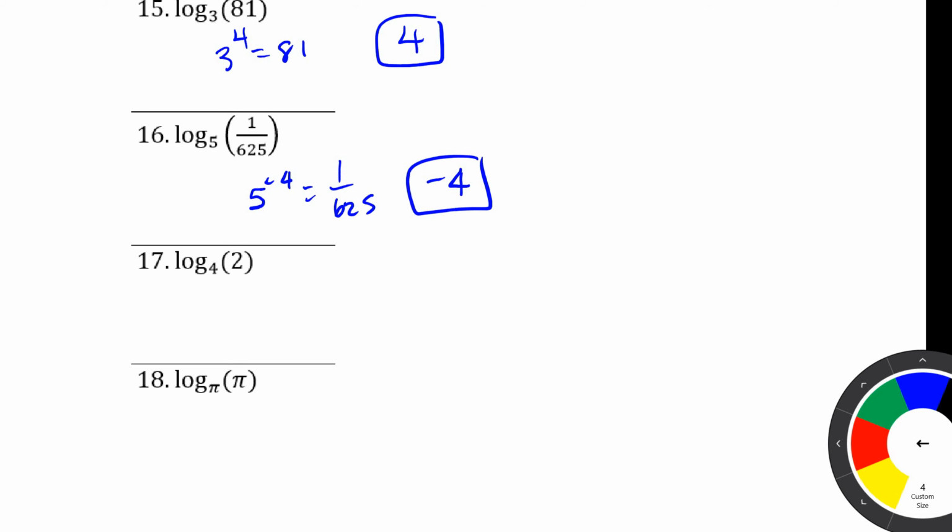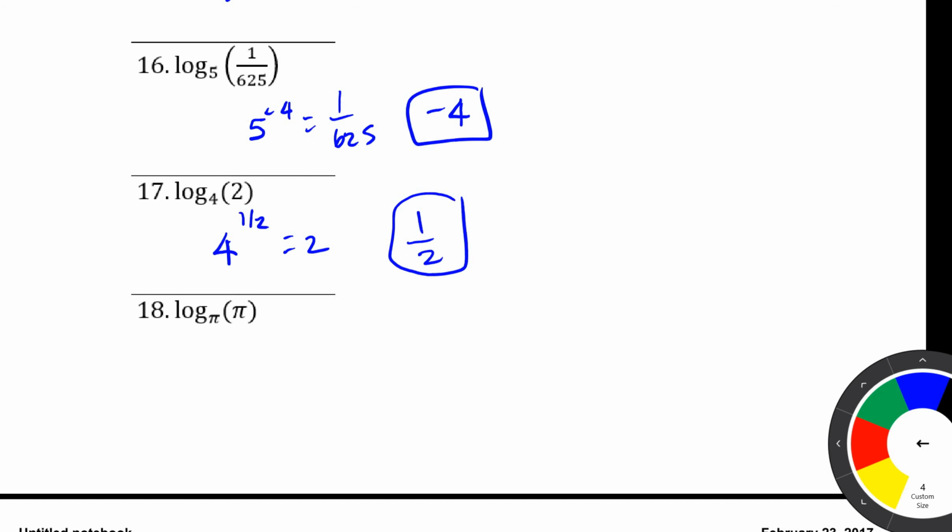Number 17 uses another kind of trick that we have with logarithms. Since we're saying what power on 4 makes 2, I know that would have to be a 1/2 exponent because we would have radicals there. So we'd wind up having an answer here of 1/2. And number 18, what power on pi makes back pi? So what power on anything makes back itself would be 1. Whether it's pi or a different number, it doesn't really matter.